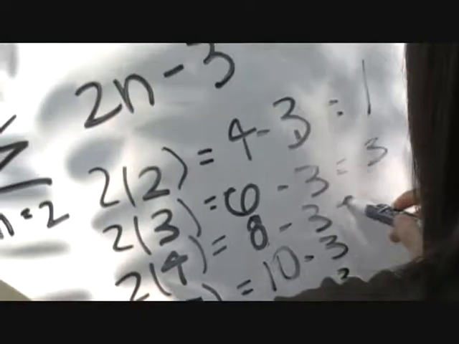4 minus 3 equals 1. 6 minus 3 equals 3. 8 minus 3 is 5. 10 minus 3 is 7. 12 minus 3 is 9. 14 minus 3 is 11. And you add all these together, and you get 36. And that is our answer.